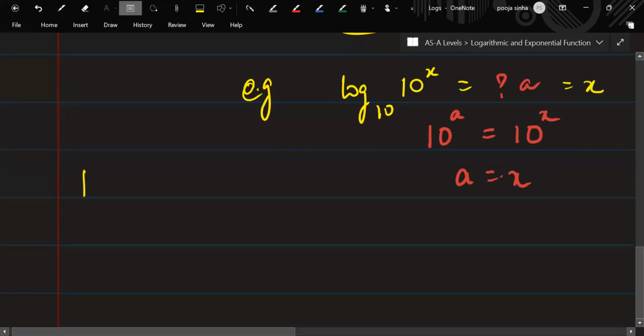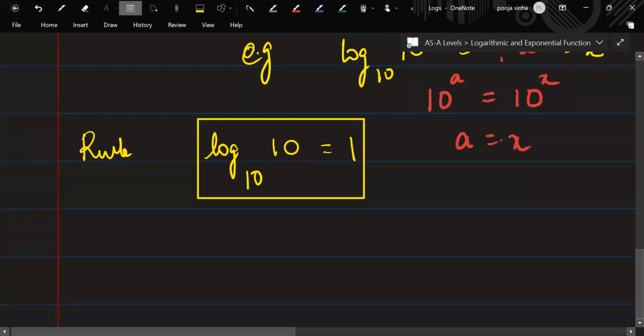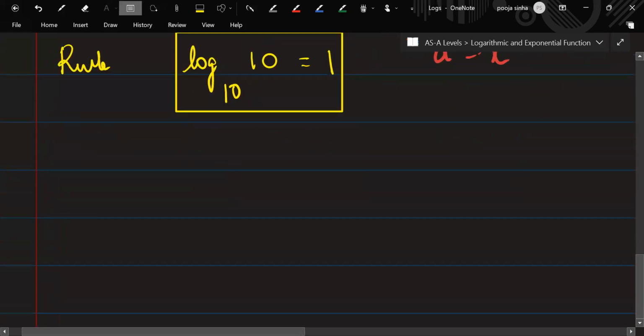Let's write one more rule. Whatever the power is for 10, that will be equal to the answer. Now another one: log to the base 10 of 10 is equal to how much? That's another rule: this will be 1. You know how to prove it: 10 raised to power 1 should be equal to 10. The base 10 to the power of the index should be equal to the value.